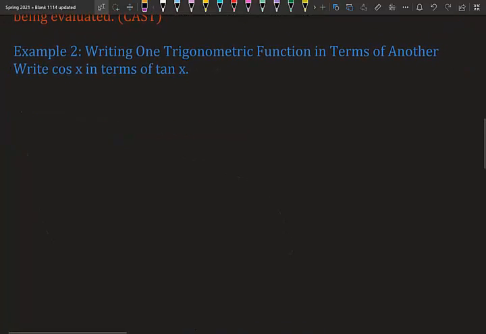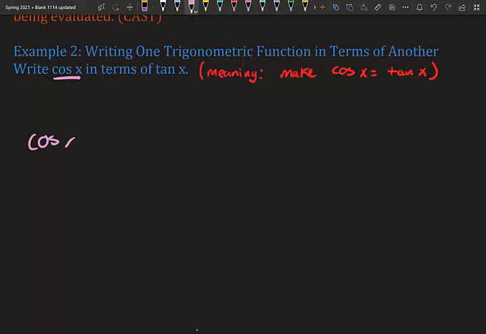Alright, example 2. Writing one trigonometric function in terms of the other. Write cosine x in terms of tan x. Now, what the heck does that mean? So what that means is we want to make cosine x equals tangent x, meaning on one side we want cosine, and on one side we want tangent. That's all that means. And all we're given is cosine and tangent. But it's telling us to write cosine in terms of tangent, so that means we're going to start messing with cosine. So let's bring everything we know about cosine.